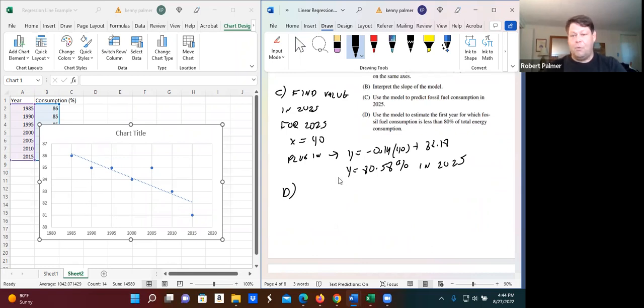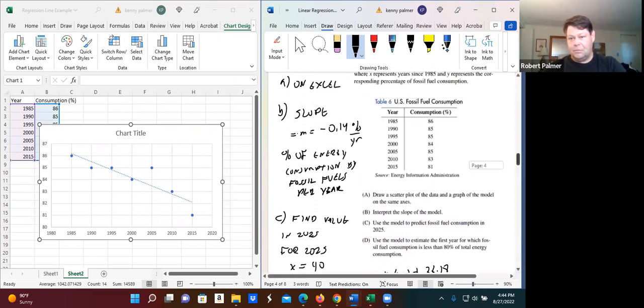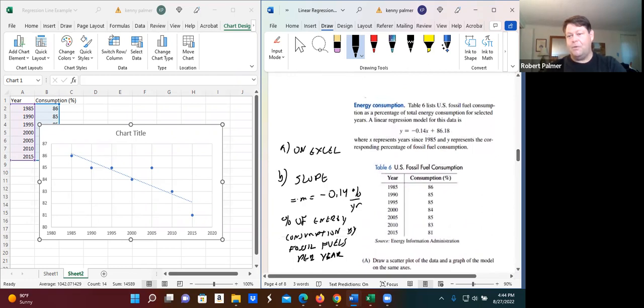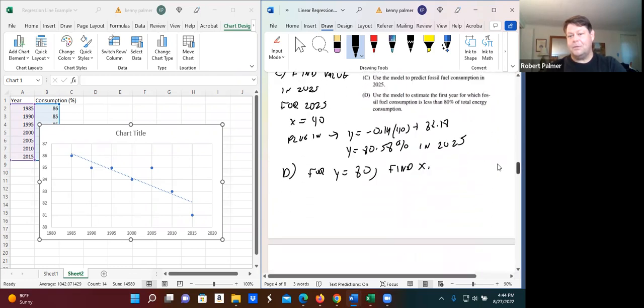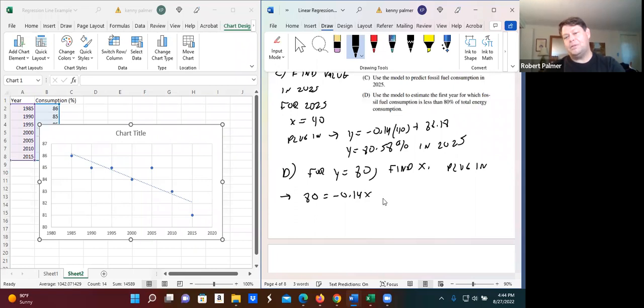Okay. So for here, that's going to be our y. For y equals 80, then we want to find x. Okay. And so for our model, our y is 80, we want to find x. So plug that in. So if we do that, then that's going to be 80 is equal to negative 0.14x plus 86.18.